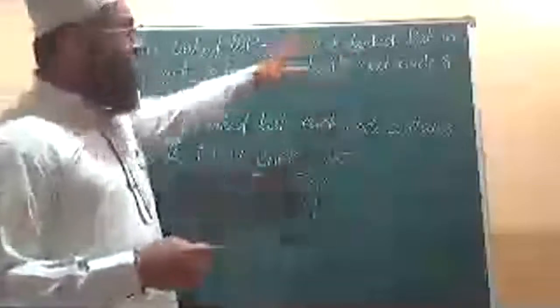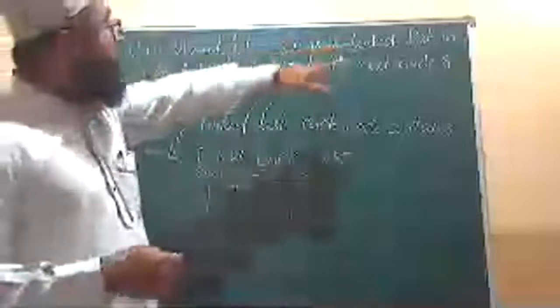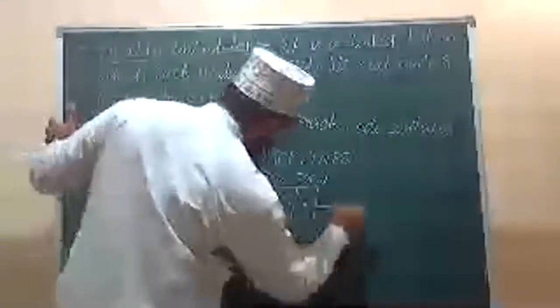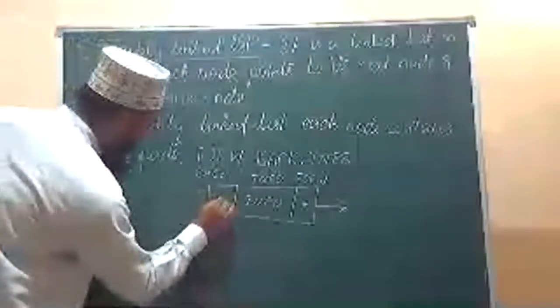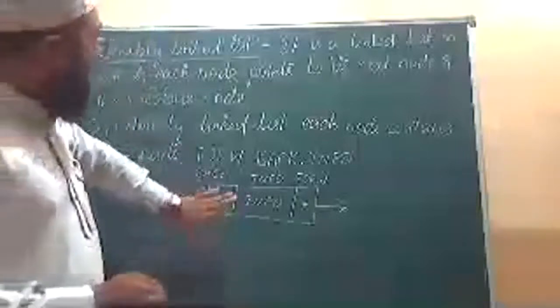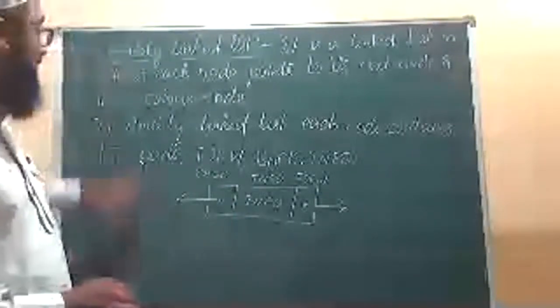It is a linked list. Which one? Doubly linked list. It is a linked list in which each node points to the next node, and also the previous node. So this type of linked list can be called a doubly linked list.